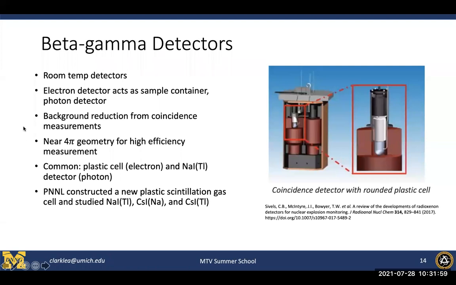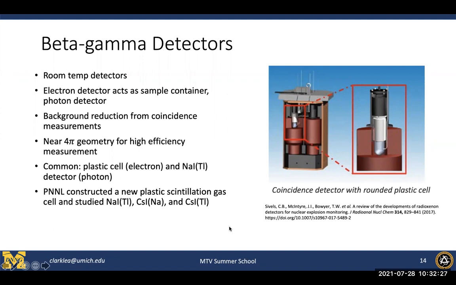So a good thing about these is that you have background reduction because of the coincidence measurements that take place, where the gas is sampled through this little tube. And here you have the beta cell, or like the plastic cell that captures the beta particles, and then surrounded by a gamma detector for the beta gamma coincidence. And these have a near 4 pi geometry, which is good for efficiency measurements.